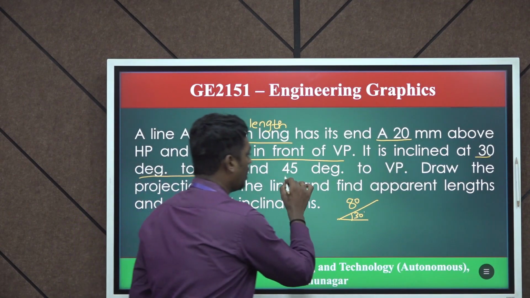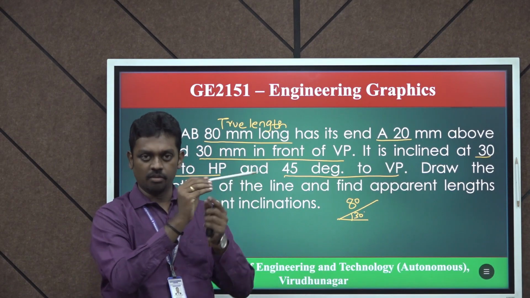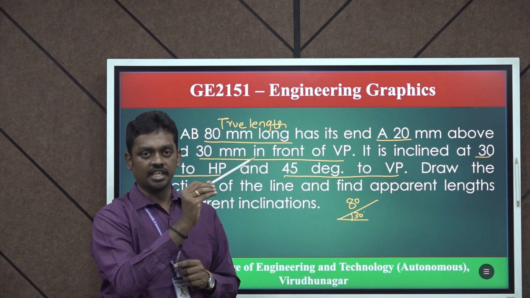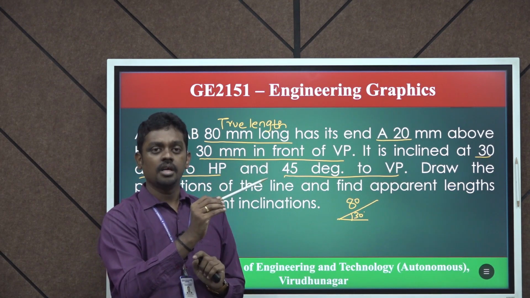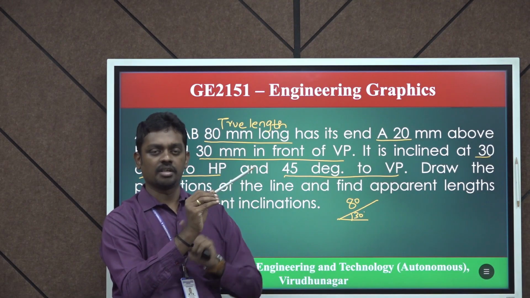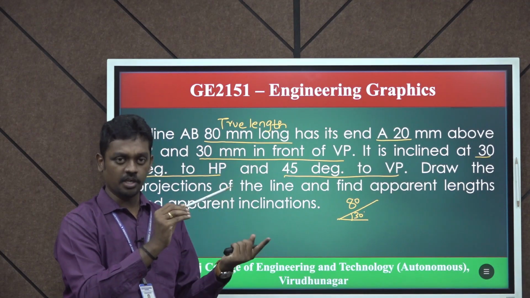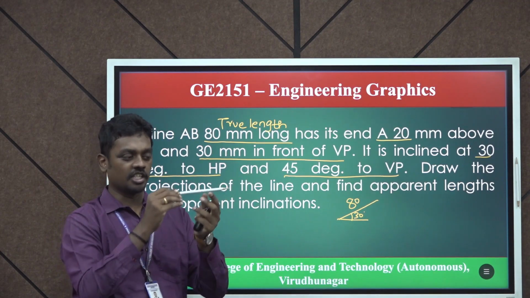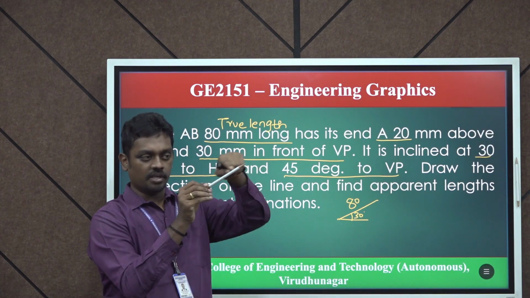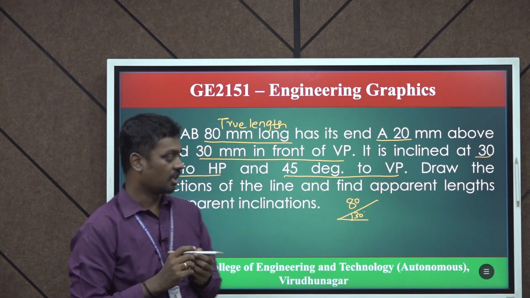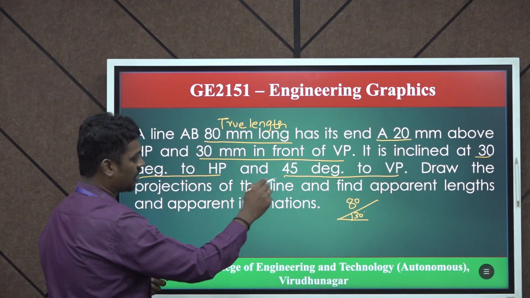Then 45 degrees to the vertical plane. Initially the line is tilted to 30 degrees and then again 45 degrees to the vertical plane, moving in the front direction. So they have given two inclinations, one with respect to HP and another with respect to VP. The HP inclination will be visible in the vertical plane and the VP inclination will be visible in the horizontal plane.